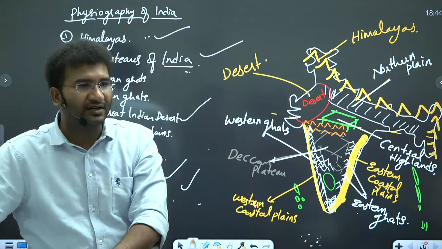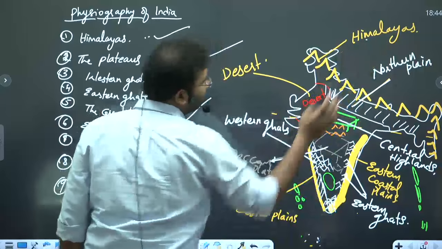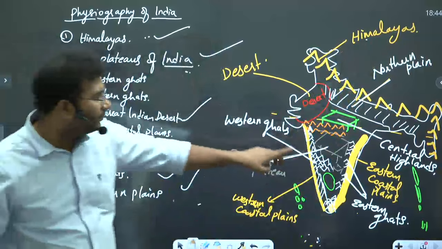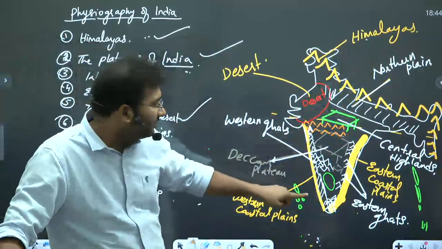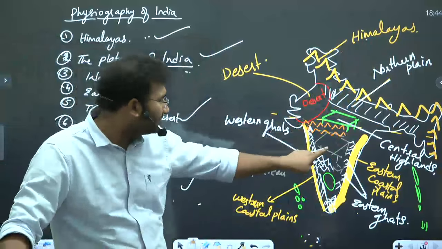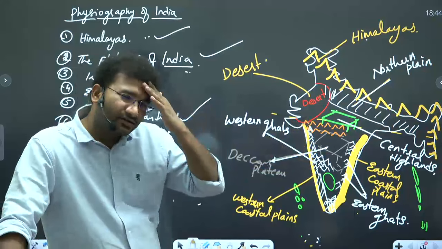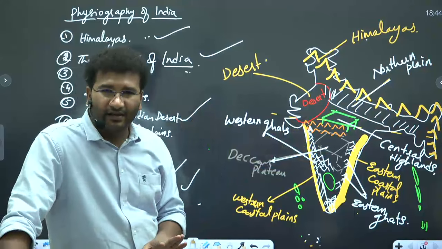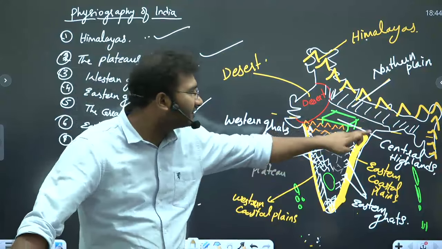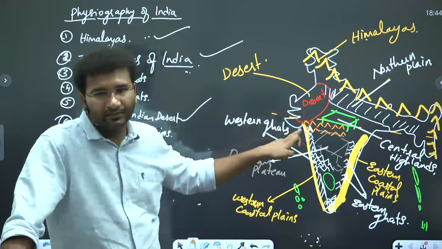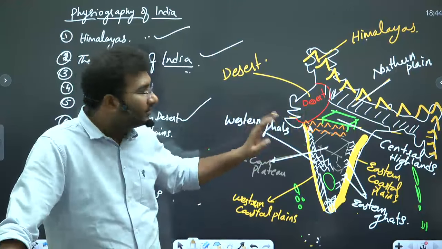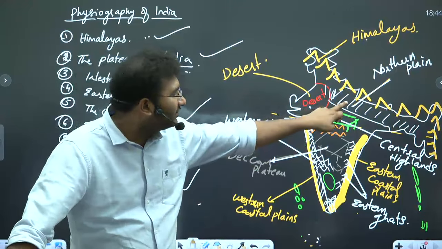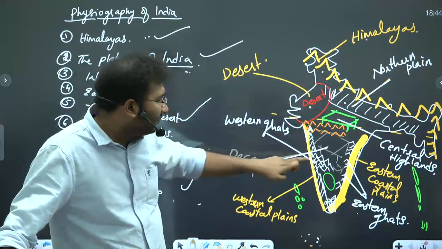Right? So we'll start with the first physiography, that is your Himalayas. And before that, if I am saying the peninsular India includes the Deccan Plateau, the southern hill complex, and to an extent the Western Ghats and Eastern Ghats also. Sometimes they are written. Right? In fact, this entire area is peninsula block. Okay? And this is your desert, northern plains, Himalayas, western coastal plains.